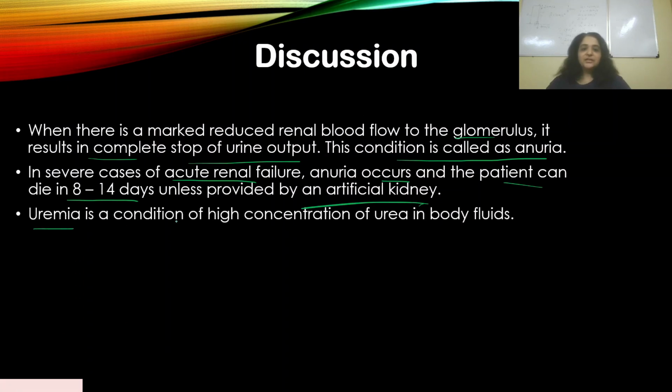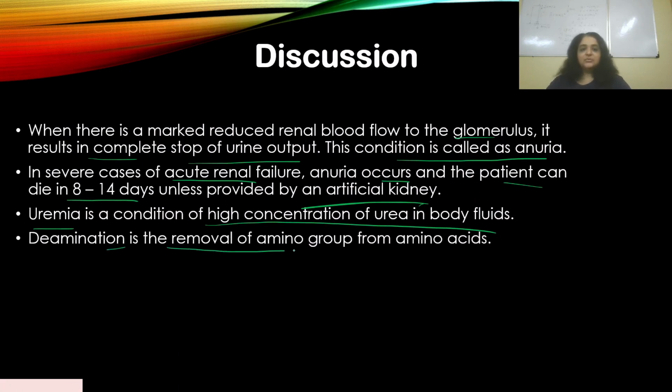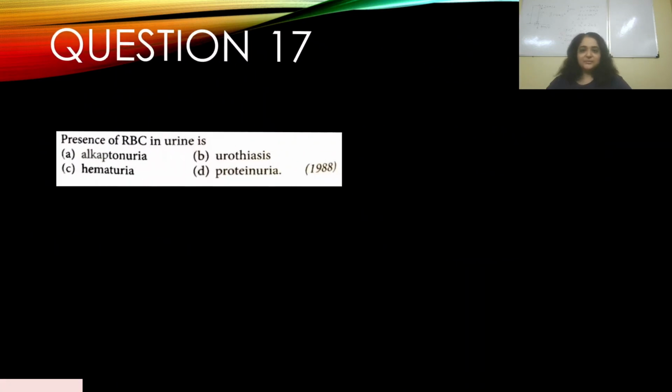So uremia is a condition of high concentration of urea in body fluids. Already discussed that. And deamination is the removal of amino groups from amino acids. Clear? The direct question, direct answer. Okay, next.